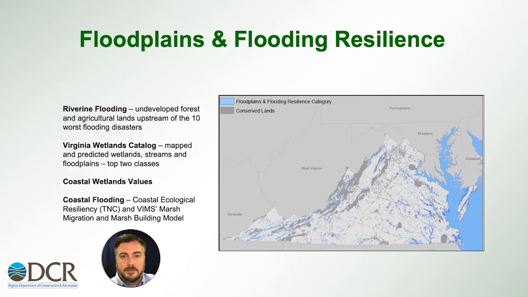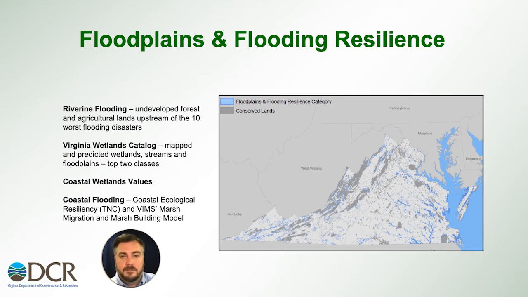The Floodplains and Flooding Resilience category maps the highest priority lands based on inland flooding and resilience to sea level rise. Riverine flooding is addressed by mapping the undeveloped forest and agricultural lands upstream of the 10 worst flooding disasters across Virginia, based upon risk, dollar losses, and federal disaster declarations, based on data from the Commonwealth of Virginia Hazard Mitigation Plan.